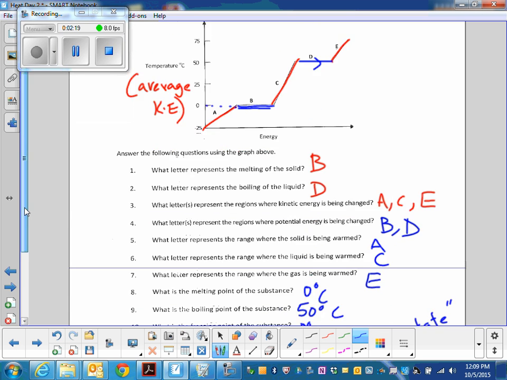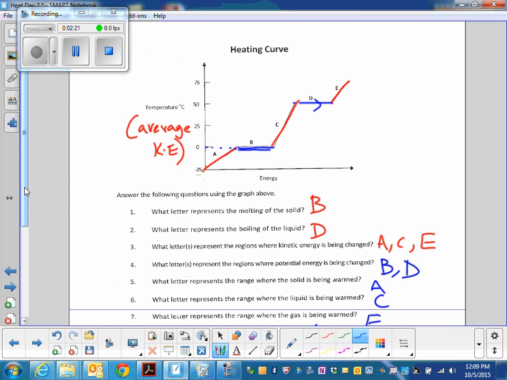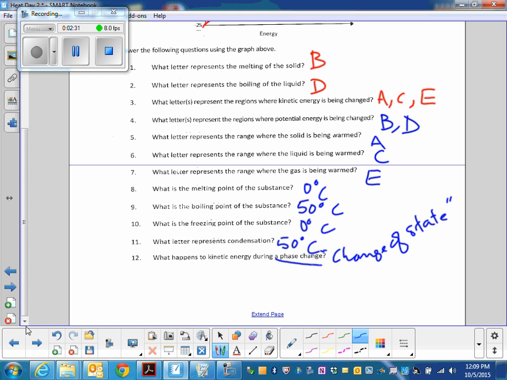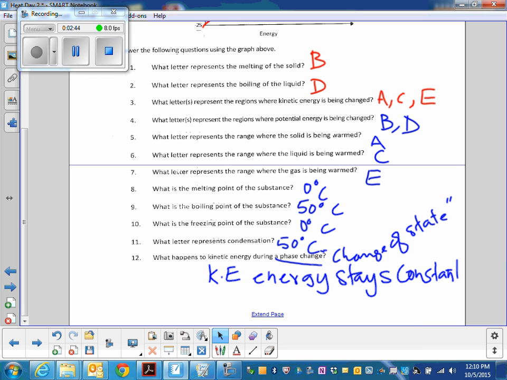Do you see the temperature increasing in this flat line or this flat line? Is the temperature going up or down? It stays constant, right? So you have to say the kinetic energy stays constant. But what happens to potential energy though? It increases. Kinetic energy stays constant, whereas your potential energy increases. Right? Yes, Sydney.